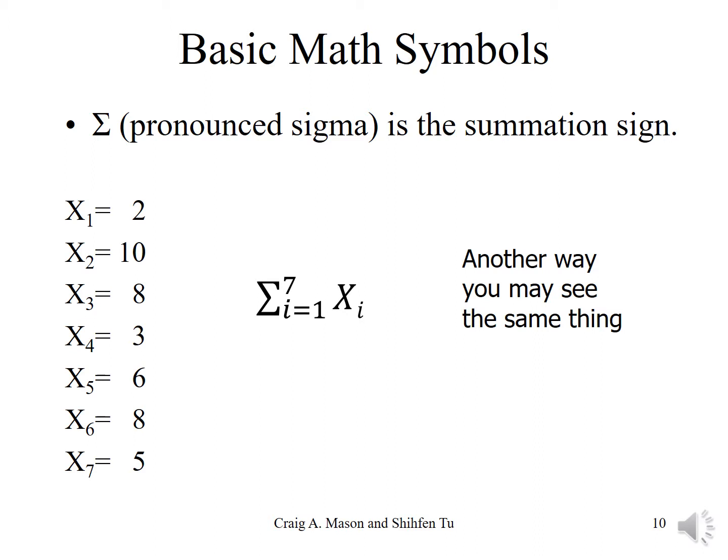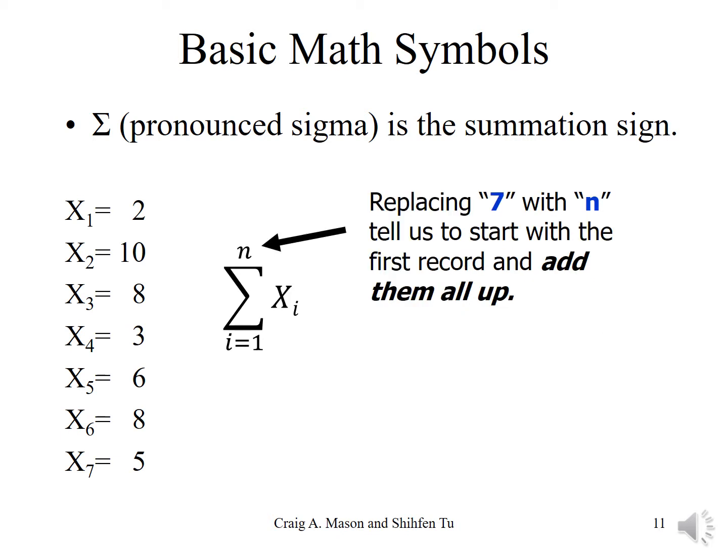Now, there are other ways that you may see this summation sign that are basically the same thing, only slightly tweaked. For example, you may see the I equals 1 and the number 7 next to the sigma sign instead of below and above it. But this is saying exactly the same thing. Or instead of seeing a number on top, you might see the letter N. This is just a more generic way of saying add them all up without worrying about how many there are.